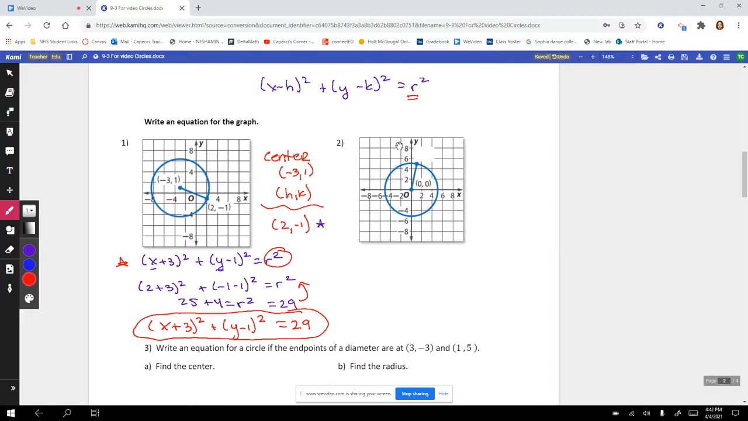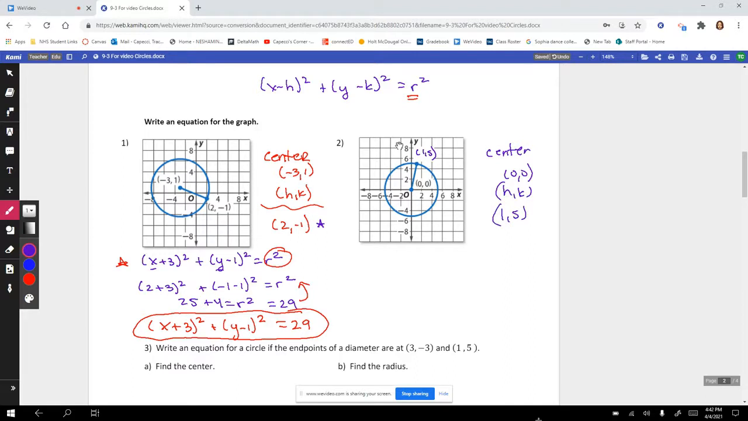Okay, let's look at one where the center is right at the origin. So our center is right at the origin, 0, 0. And our other point, this value right here, is 1, 5.